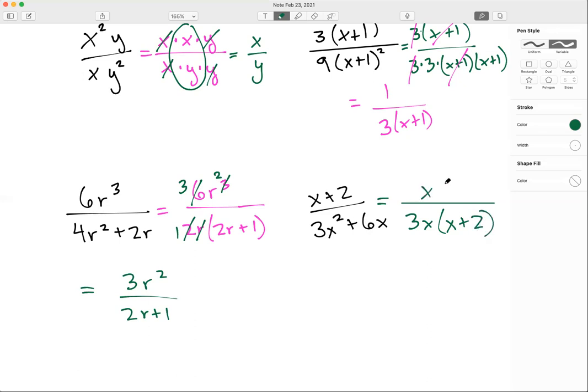Now on top, I have my x plus 2, like before. But now I can cancel. I can cancel top and bottom. I can cancel this on top and then this on bottom. And what I'm left with on top is a 1. And on bottom, I'm left with a 3x. So this simplifies to 1 over 3x, and we're done.